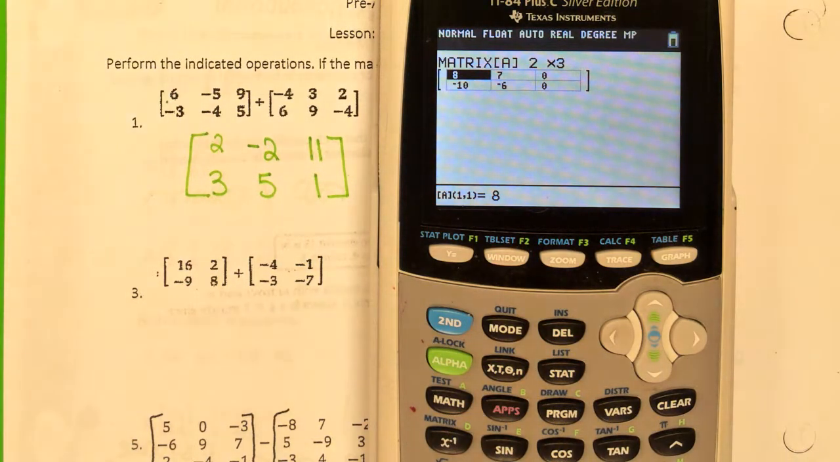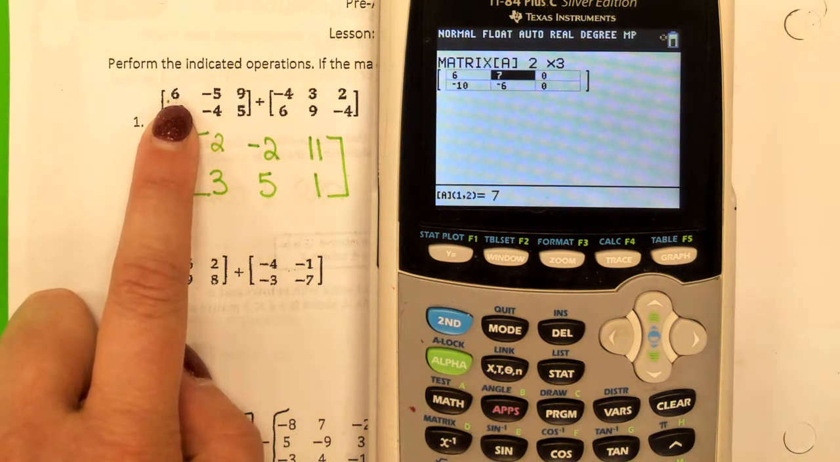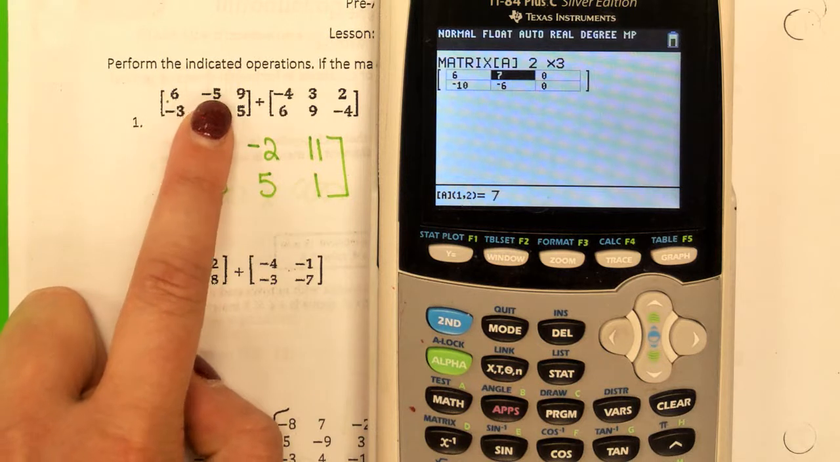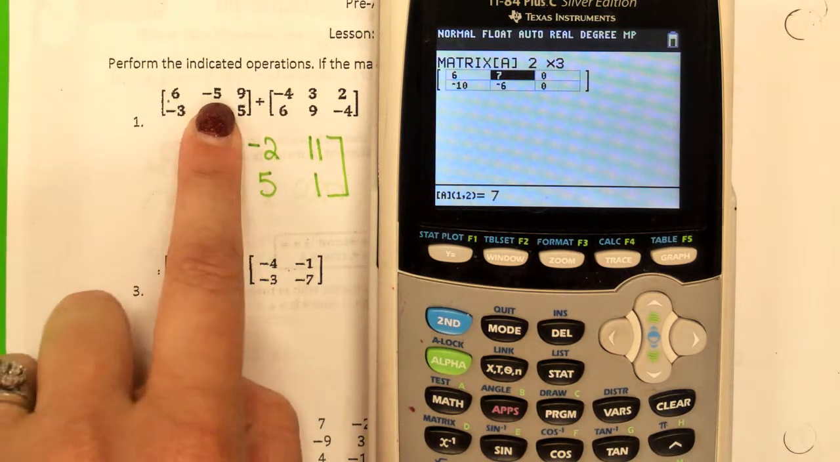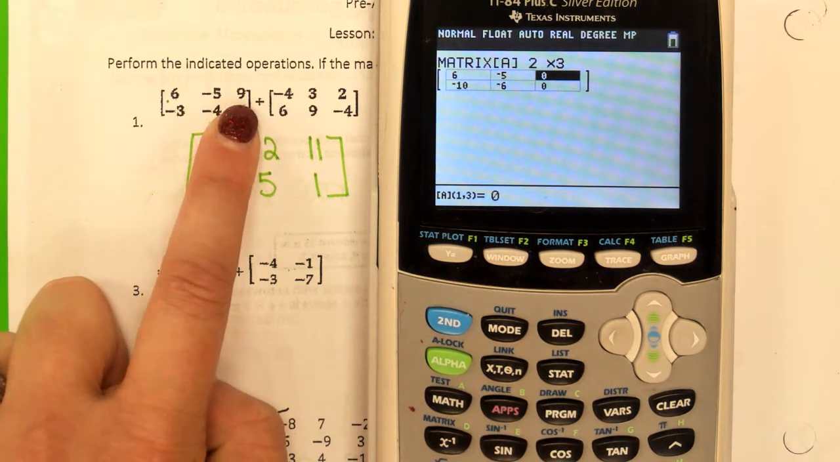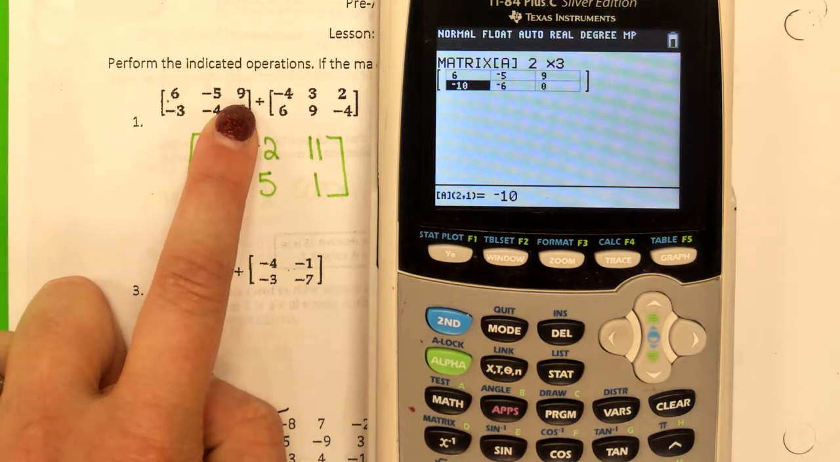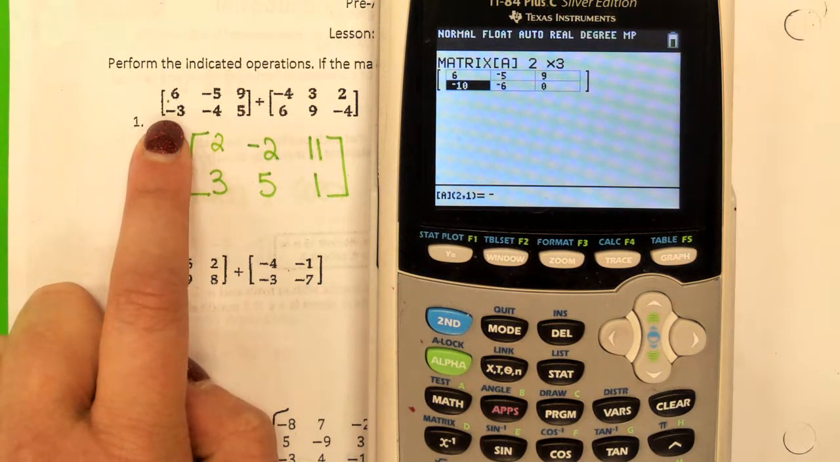Oh, and then you go in and edit those. Now you hit your numbers. You hit 6, enter. Now you have to be careful. Look at where it went to. It went to the right. It did not go up and down. It went to the right. You have to pay attention to where it is highlighted. You hit -5, enter. 9, enter. Then it pops down to the bottom row. -3, enter.